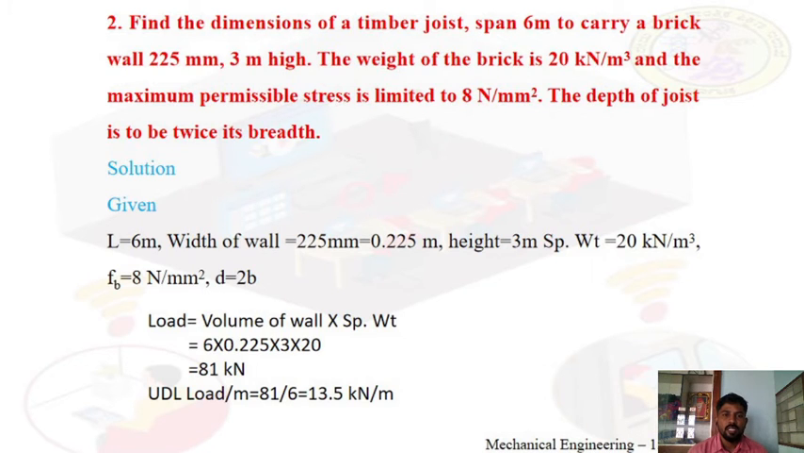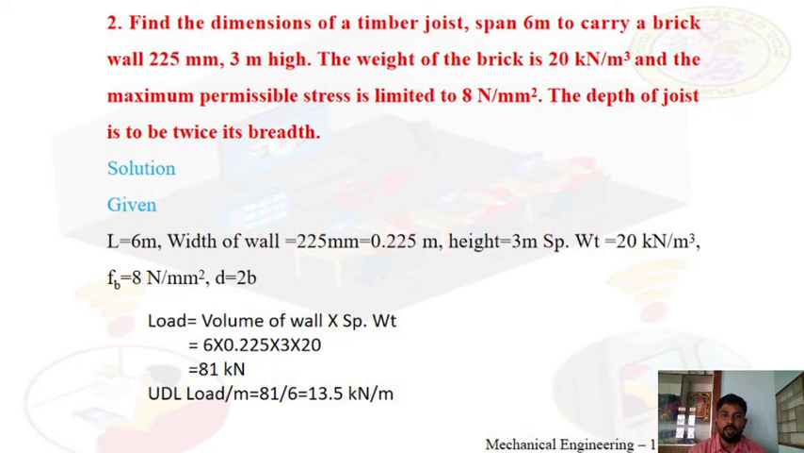So 6 length is there and width is 0.225. Because specific weight is given in kilonewton per meter cube, I converted all terms into meter. So volume is 6 into 0.225 into 3 meter height, 0.225 meter width, 6 meter length, into specific weight 20 kilonewton per meter cube. So finally the load is 81 kilonewton. On the entire wall, 81 kilonewton of load is acting.